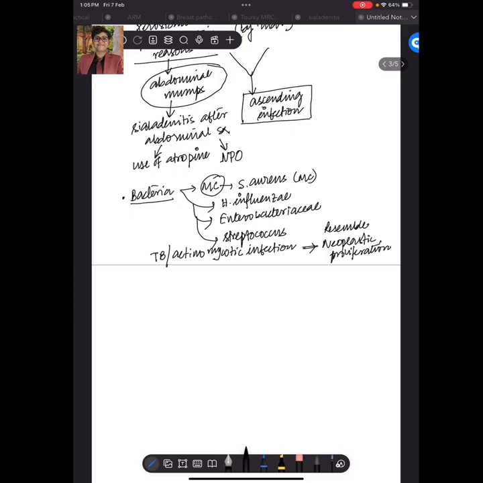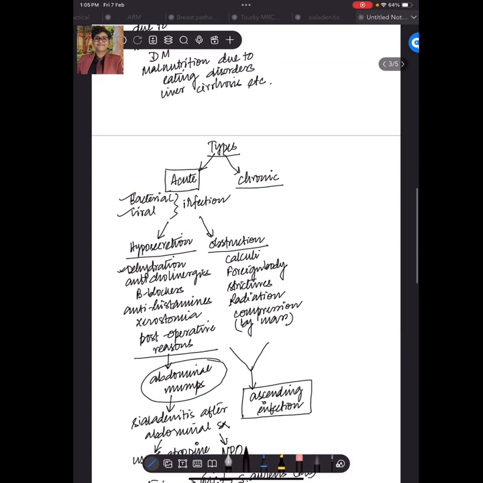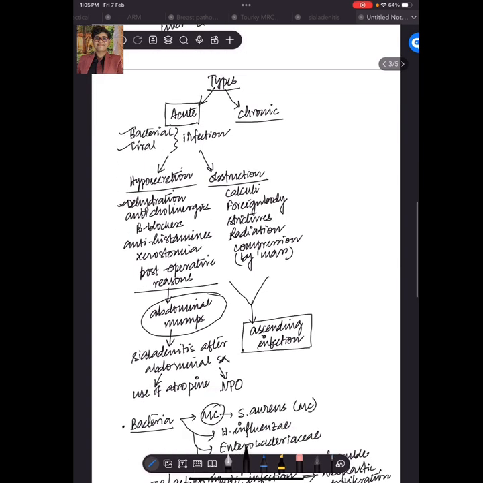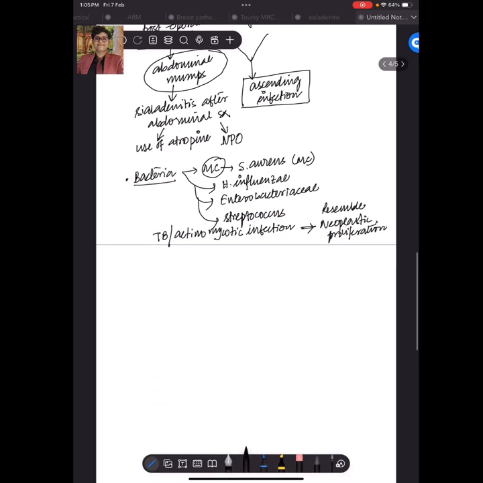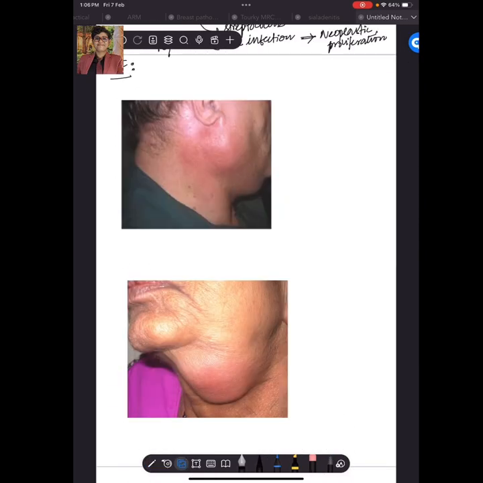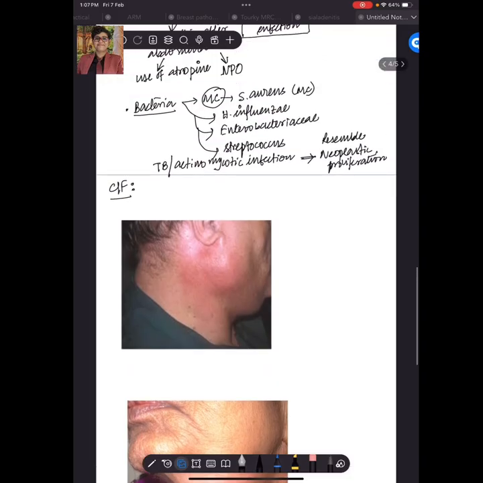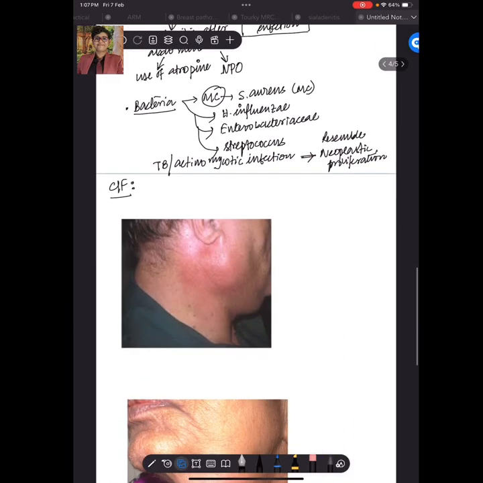Now, we'll come to the point of clinical features of acute sialadenitis. We're only talking about acute sialadenitis now. We haven't gone to the chronic part. So, acute sialadenitis, clinical features. The clinical features will include pain, swelling. See, it is due to inflammation. So, all the signs and symptoms of inflammation will be present there.